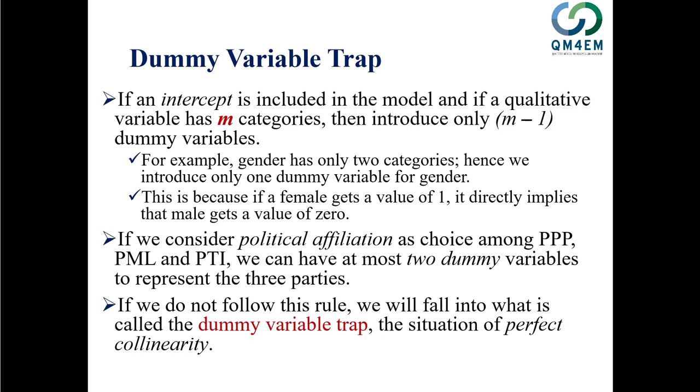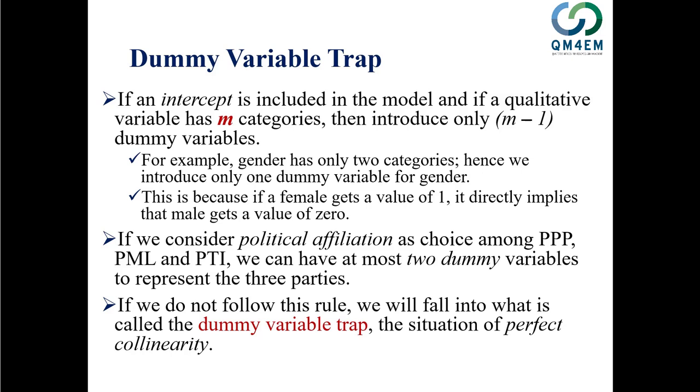When you are estimating a model in EViews, as you have seen, it by default takes the term C, which is for the constant. So if a constant is there and you have M categories, then you have to use M minus one dummy variables. But if a constant is not there, you can still use M categories. So either you have to drop the constant or you have to reduce one category. If you don't do that, you confront a problem which we call the dummy variable trap. The dummy variable trap refers to a case of perfect multicollinearity among your explanatory variables. I will show you how it works.